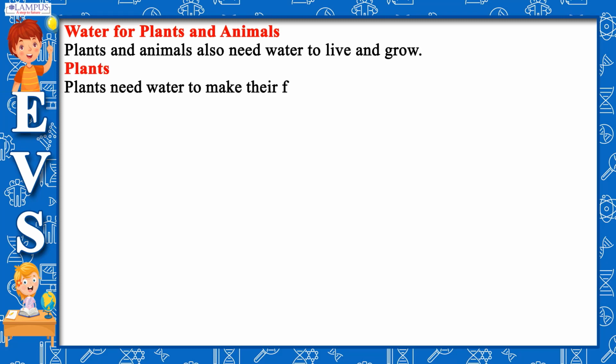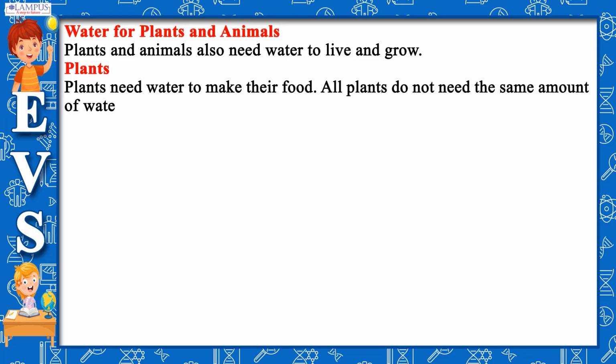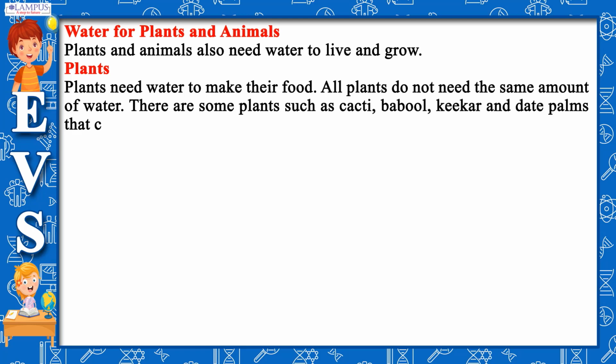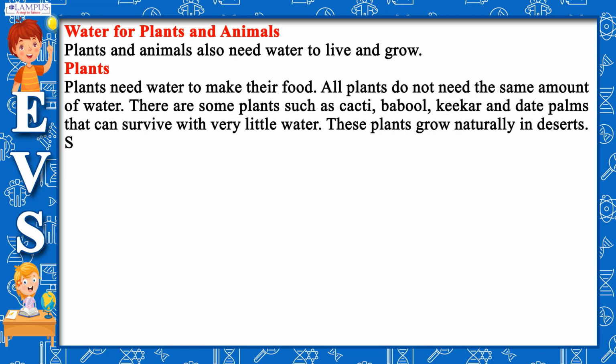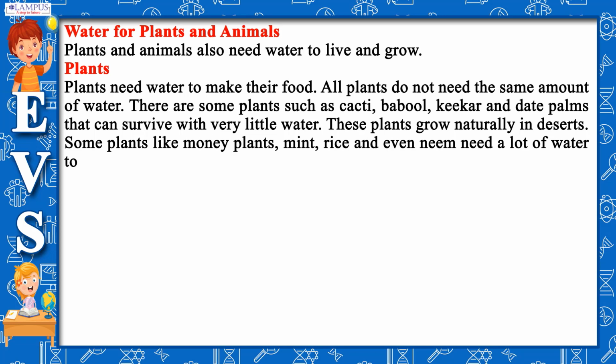Plants need water to make their food. All plants do not need the same amount of water. There are some plants such as cacti, babool, kikar and date palms that can survive with very little water. These plants grow naturally in deserts. Some plants like money plants, mint, rice and even neem need a lot of water to grow.